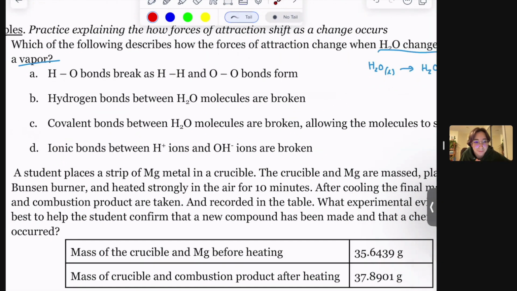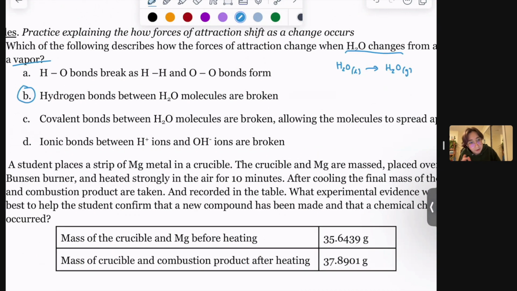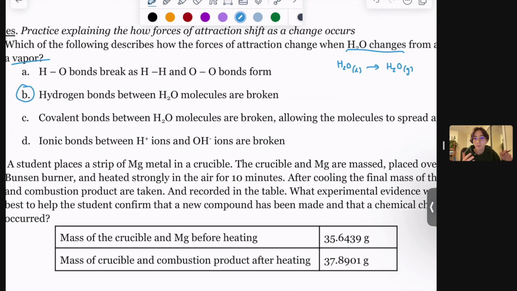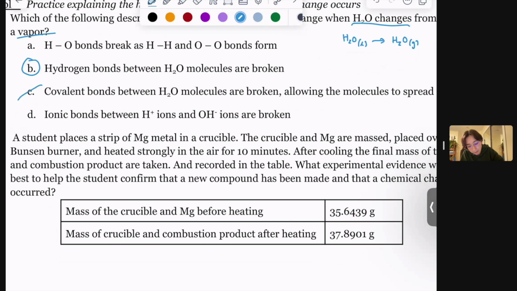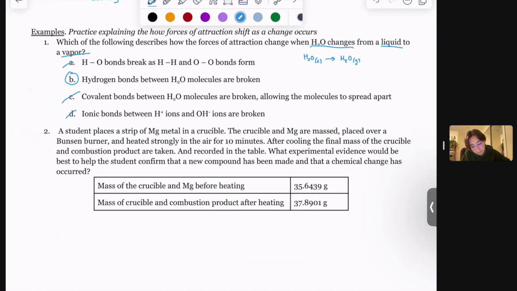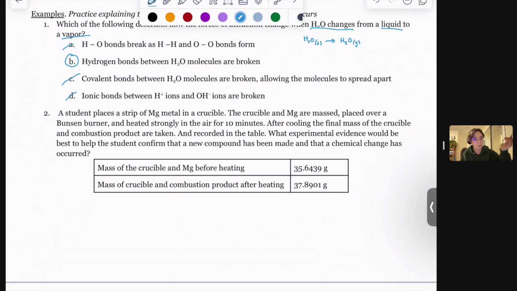So pause it, try it. You should be able to answer this one. And hopefully we're all in agreement that the only thing that is changing in between our molecules is they're spreading out and we're breaking those hydrogen bonds, the specific IMFs in between. We're not breaking the covalent bonds, and obviously there's no ionic bonds in water. Again, pause, try the next one, see what you're thinking.